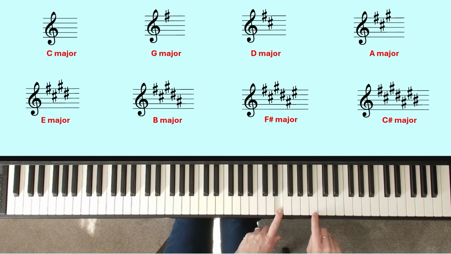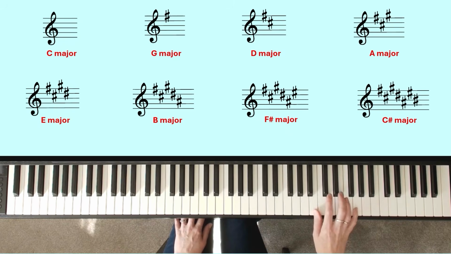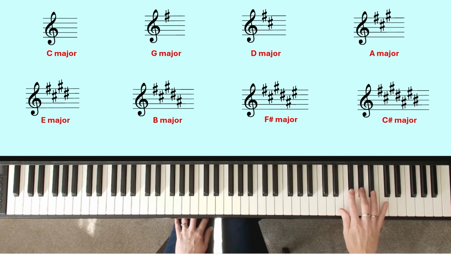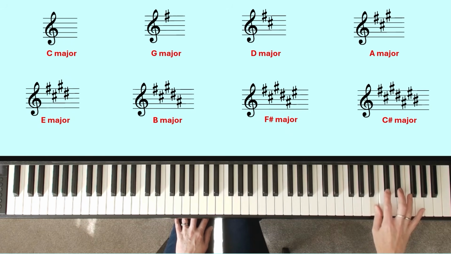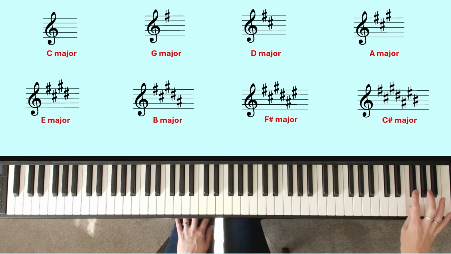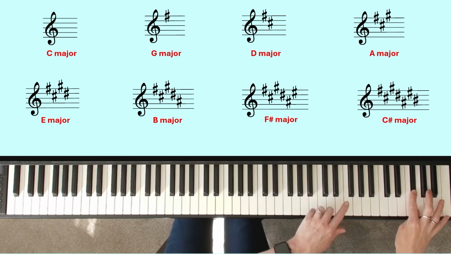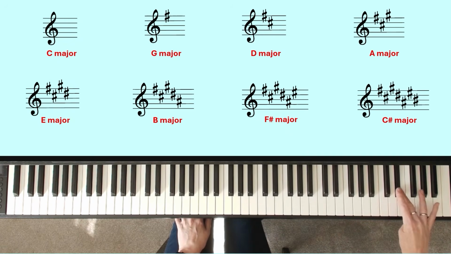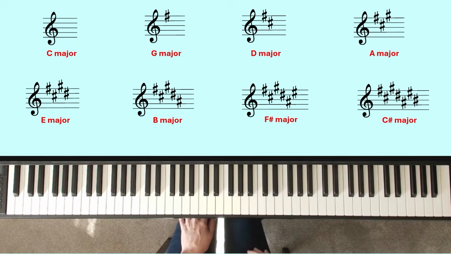The scale of B major starting on the fifth note of E major. The scale of F sharp major starting on the fifth note of B major. The scale of C sharp major starting on the fifth note of F sharp major. Sorry, the notes on the piano ran out.